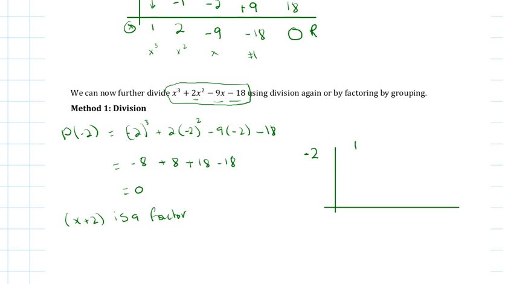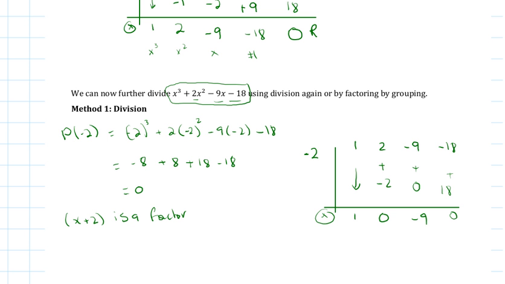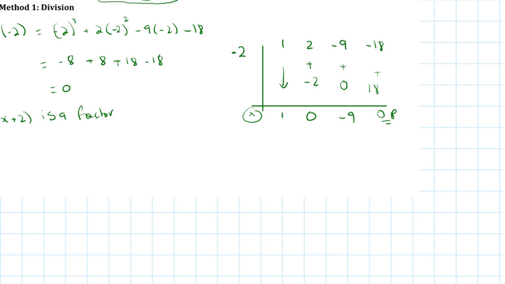This time it's -2. Have 1, 2, -9, and -18. 1 times -2, that's -2. And then if I add, I'm going to get a 0. 0 times -2, that's a 0. If I add, I'm going to get -9. -9 times -2, that's 18. And if I add, I'm going to get a remainder of 0.